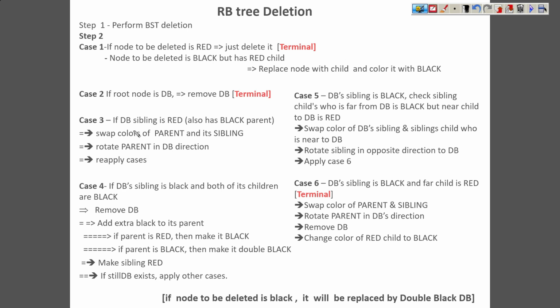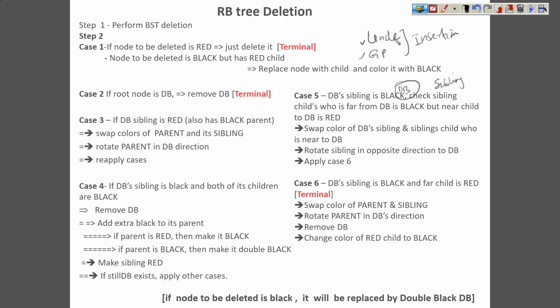So case number 3, if the DB sibling is red. Now, in the case of insertion, we have seen that all the problems we resolve, meaning the issues that violate the RB3 property, are resolved by looking at the uncle, which is the parent's sibling, and the grandparent. So we look at the uncle and the grandparent in the case of insertion. These are the two nodes that help us fix the problem. In the case of deletion, mainly we are focusing on the sibling of the double black.